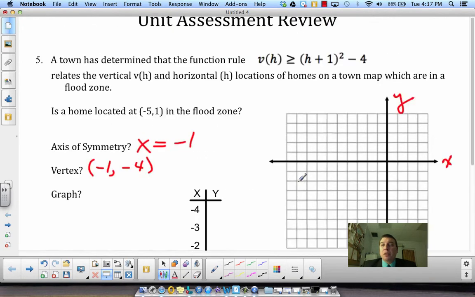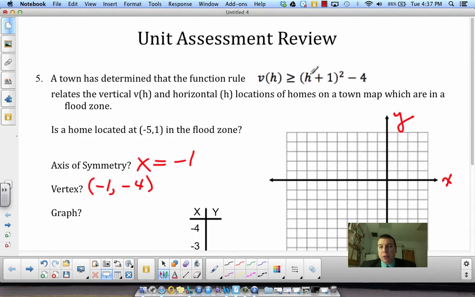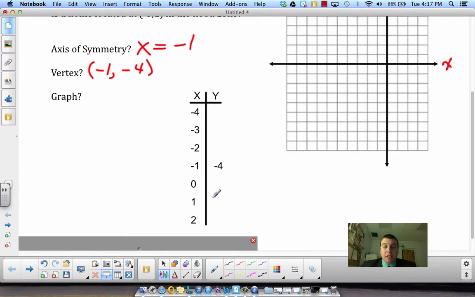Alright, so what happens if I put 0 in here? If I put 0 in here, I get 1. 1 squared is 1. And then 1 minus 4 is going to give me a -3. So I've got -3 here. Oh, that's interesting. If you leave it as a line, no. Why is it like that? That's odd. Alright, and then up here we're going to have -3.